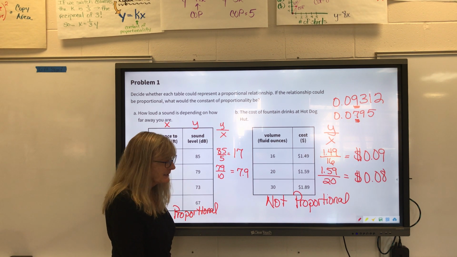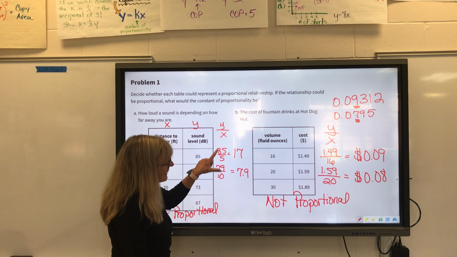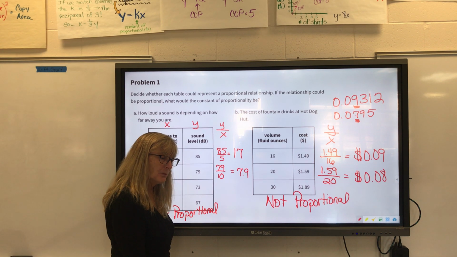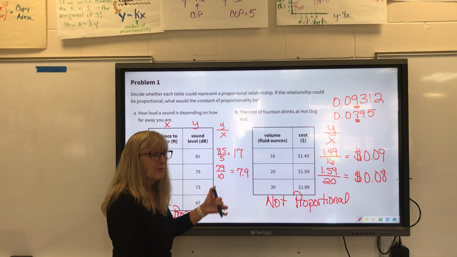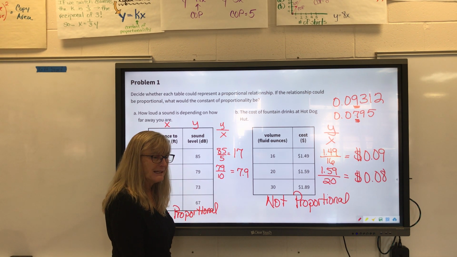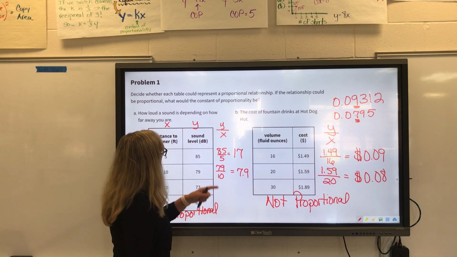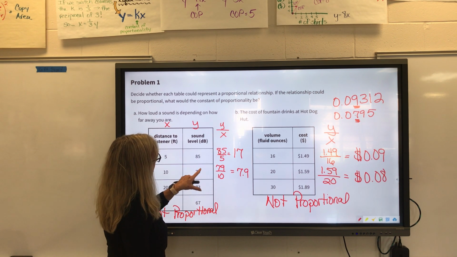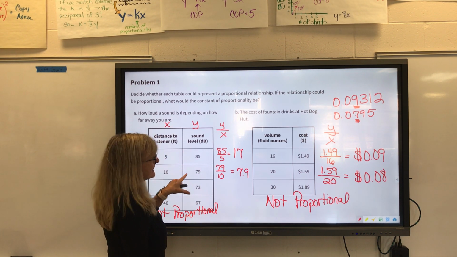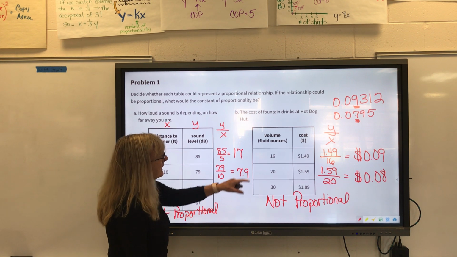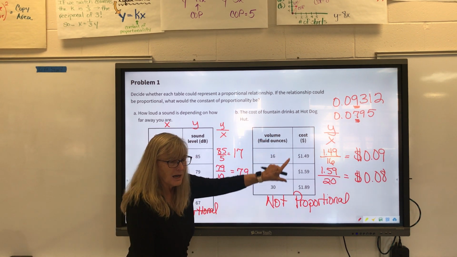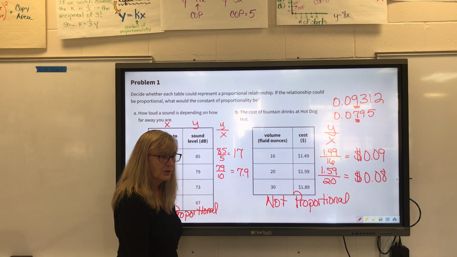If it has a COP, if all of these numbers were the same, like in the smoothie problem, store A, they were all 75 cents. That makes that relationship proportional because there is a COP, because the unit rate is the same for every drink. Here, the unit rate is not the same for every distance, okay? Here, the cost is not the same for every size drink.